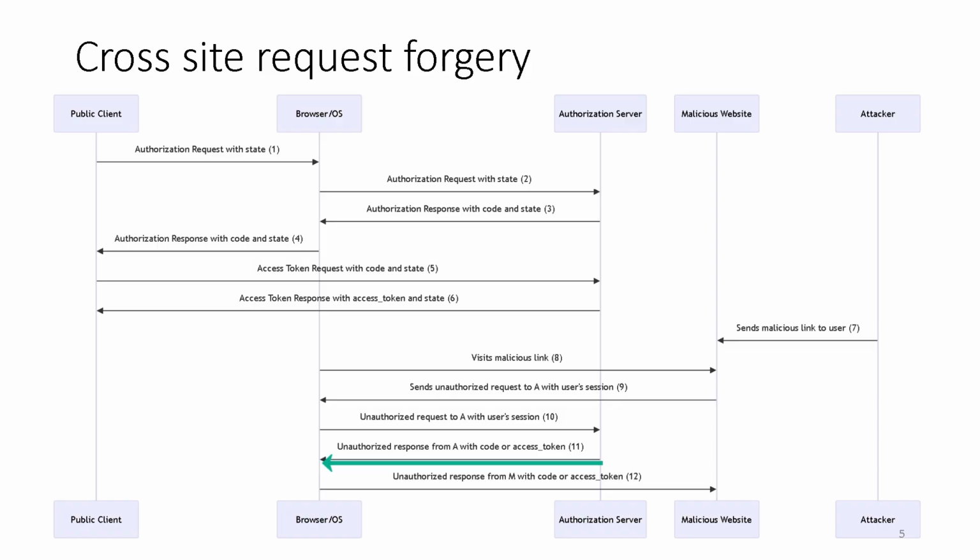The browser or operating system forwards that unauthorized request to the authorization server via TLS. The authorization server responds with an unauthorized response to the browser or operating system, which may contain a new authorization code or an existing access token. Depending on the type of request, the response may not include the state value as it was not sent by the public client. So the browser or operating system returns the unauthorized response to the malicious website, which may contain a new authorization code or an existing access token. The attacker can then use them to obtain or misuse the user's credentials or data.